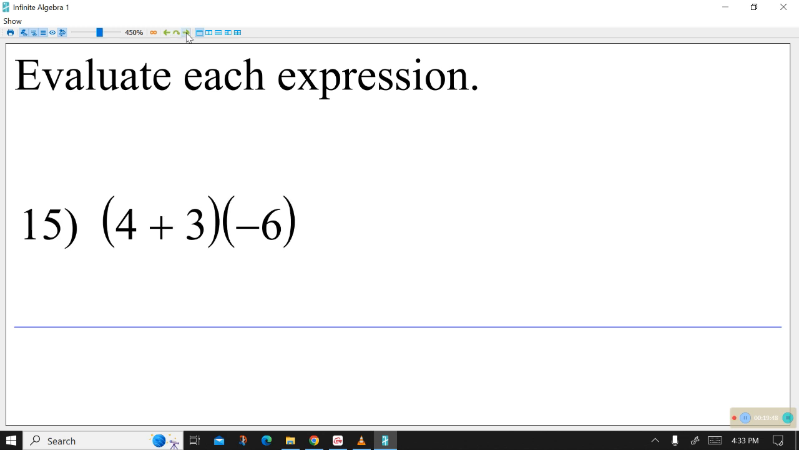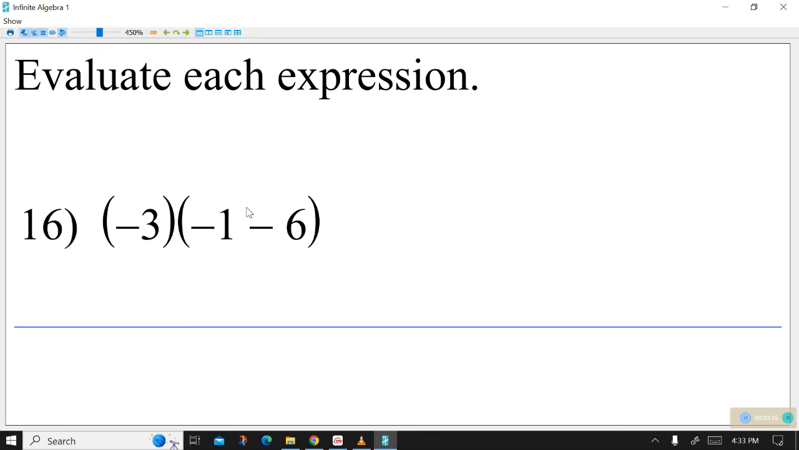All right, for 15, go ahead, try this problem on your own. Okay, now for this problem, we should have got 3 plus 4 is 7. So you do inside the parentheses first. And then 7 times negative 6, well, that's a positive times a negative. So our answer will be negative, but it'll be negative 42.